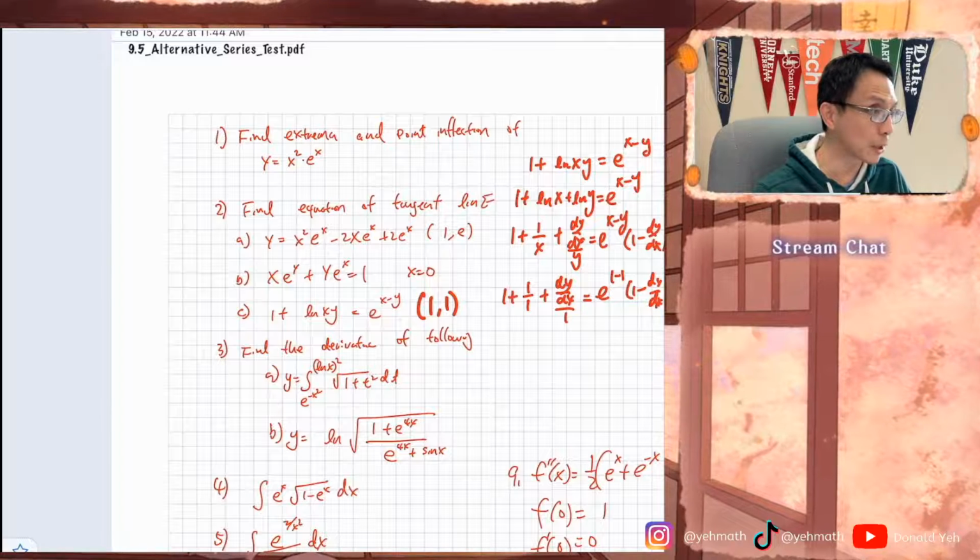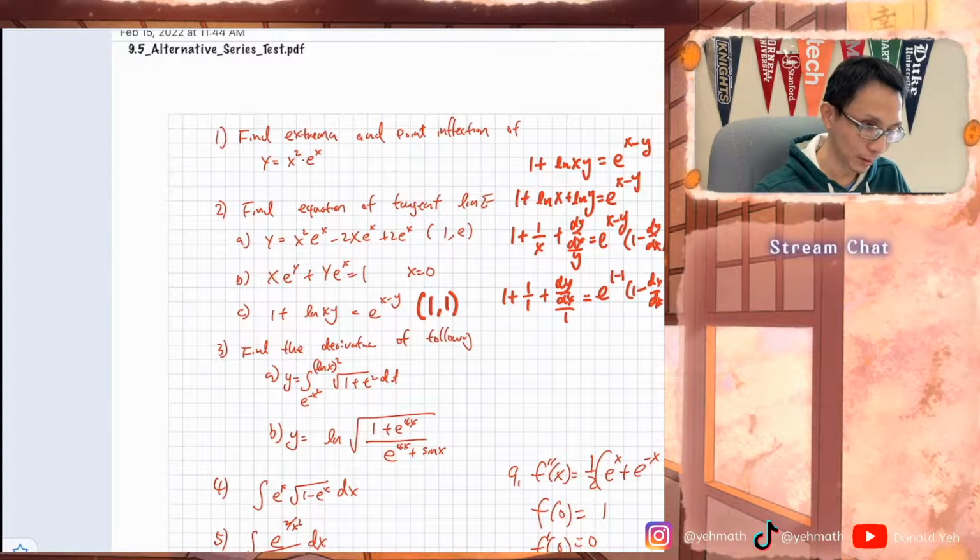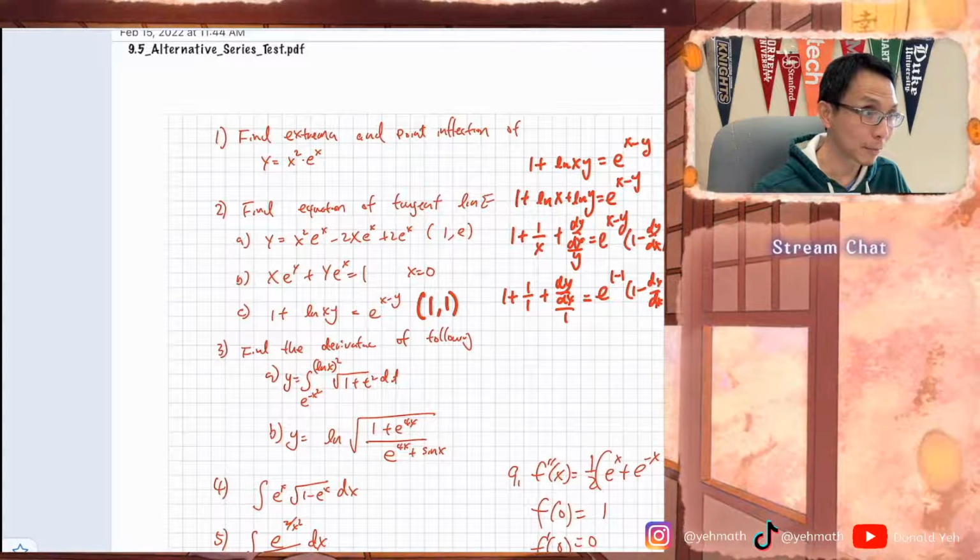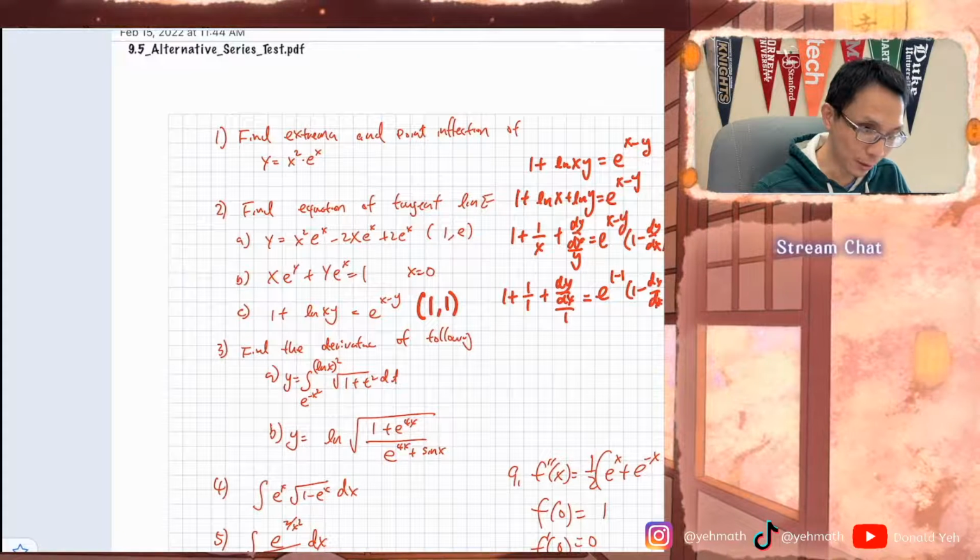This is the shortest way to do something. Does that make sense? Because I just want to evaluate dy/dx.